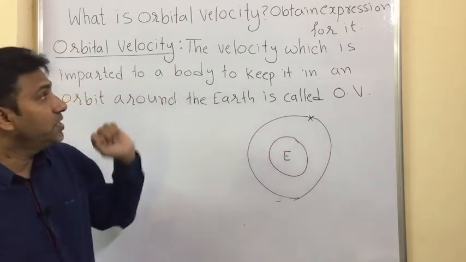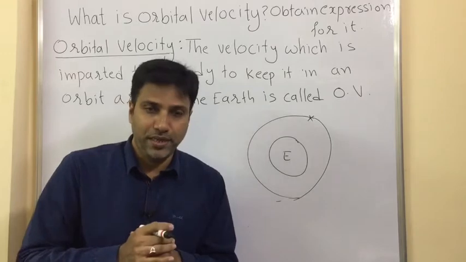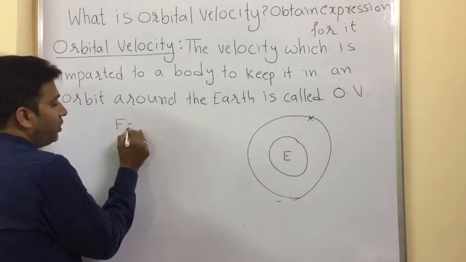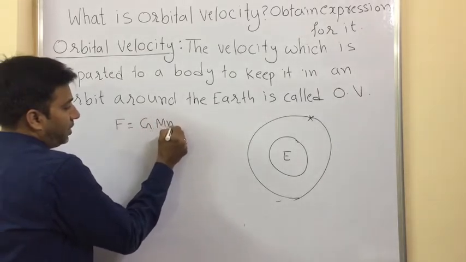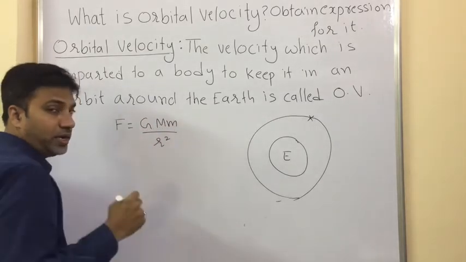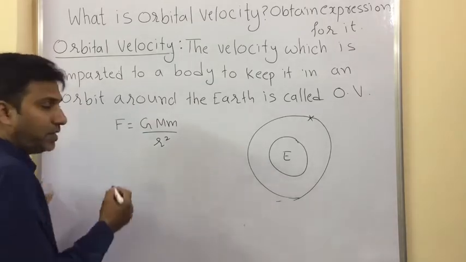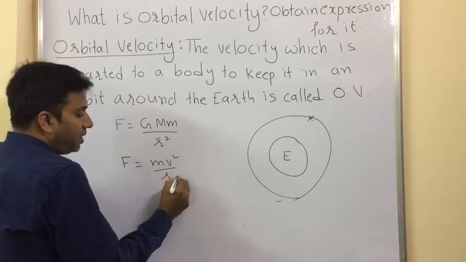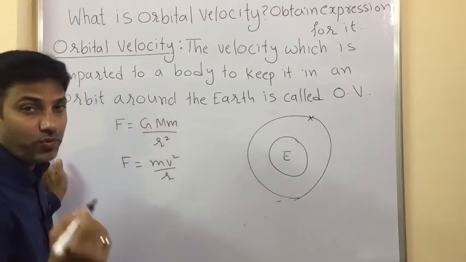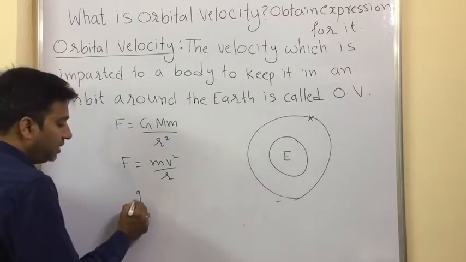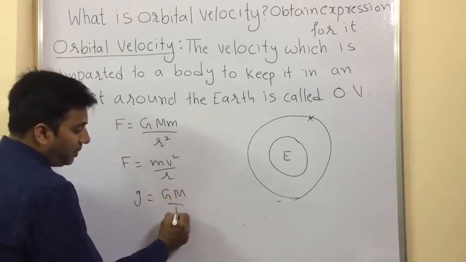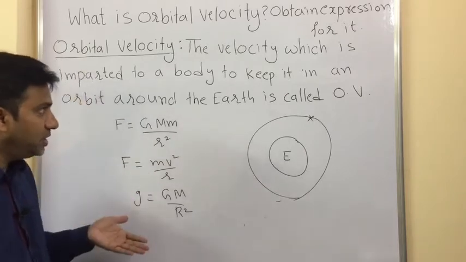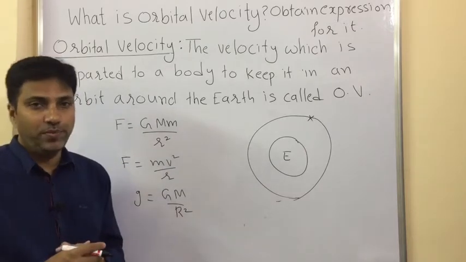To derive the expression for orbital velocity, we should know some basics. First, the formula of the universal law of gravitation, F equal to G M m by r square. Second, the formula of centripetal force, F is equal to m v square by r. Third, the relation between small g and capital G, that is g is equal to G M by r square. By using these three formulas, we can derive the expression for orbital velocity.